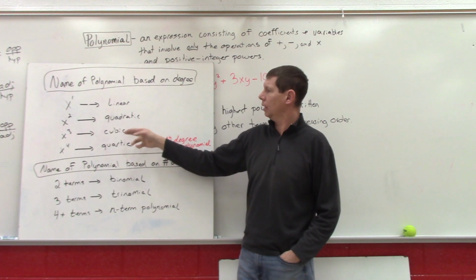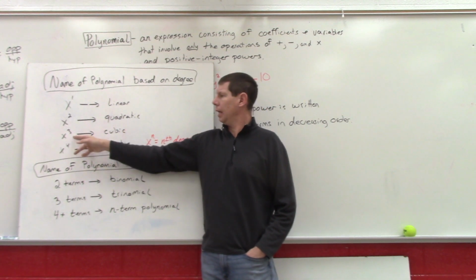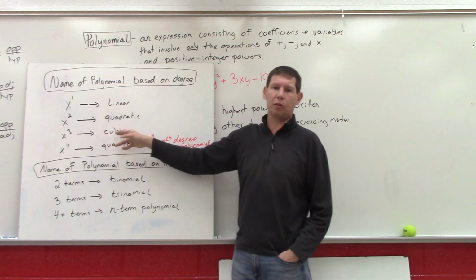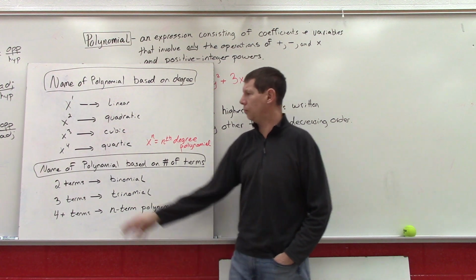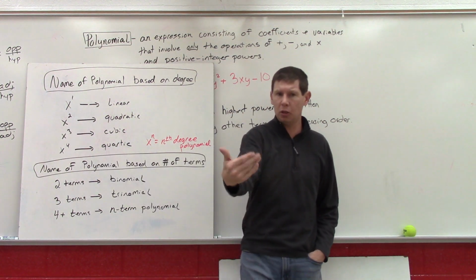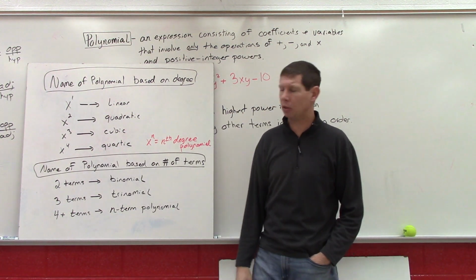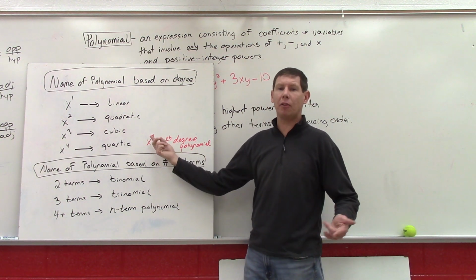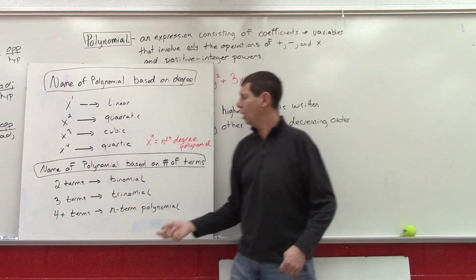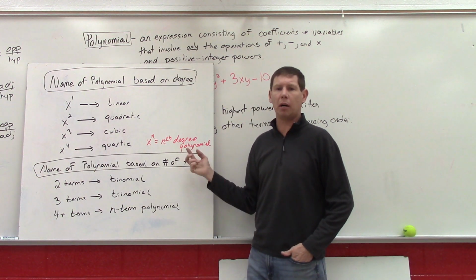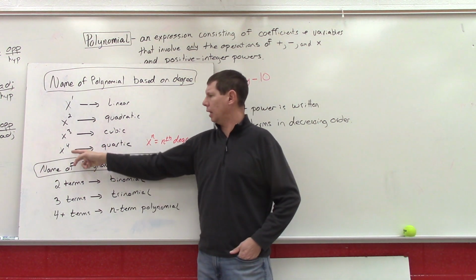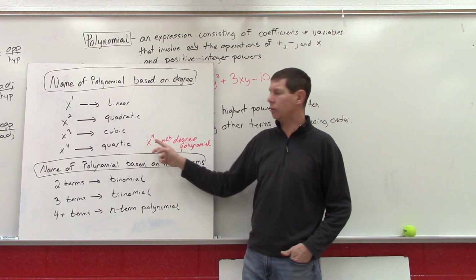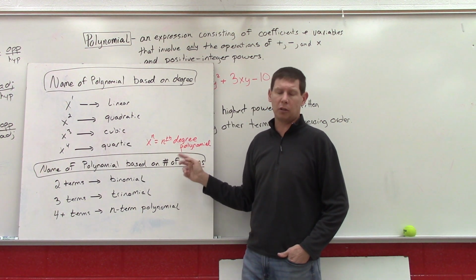I'm thinking of the next step. If we have an exponent of 3, that's a cubic polynomial. If we have an exponent of 4, something new to you, that would be called a quartic polynomial. And anything after that, I have written in red here, x to whatever number, any number greater than 4, we're just going to call an nth degree polynomial. So for example, if this was x to the 7th power, we would say a 7th degree polynomial.